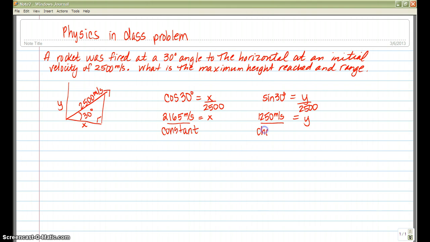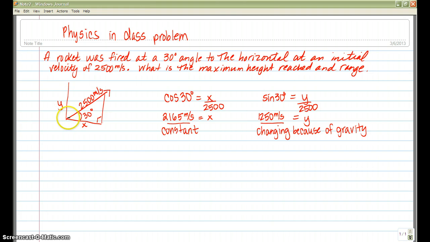Y is changing. What is causing your y to change? Notice the direction that it's going. What is the only thing opposing that motion? So this one is changing because of gravity. In this case, gravity is the thing that's affecting our y variable. So now we have the ideas how to solve this problem. We want to find our maximum height. Why don't we start there? We'll find our max height.